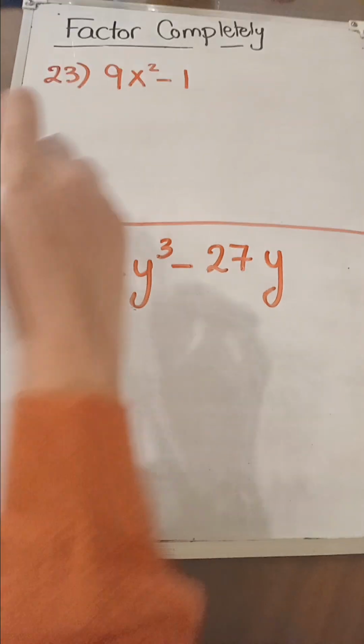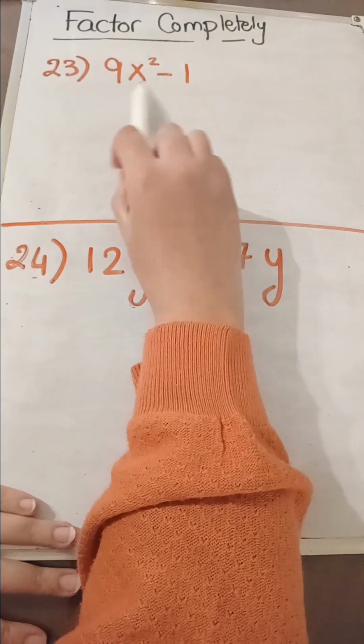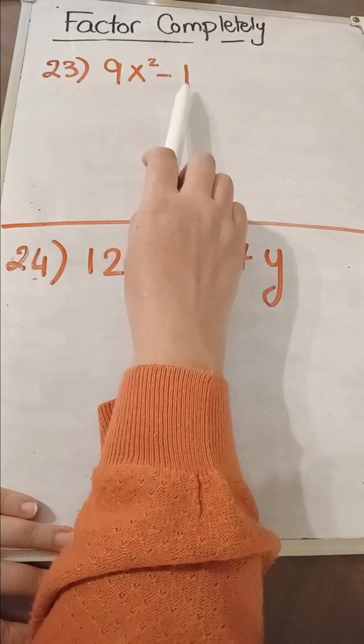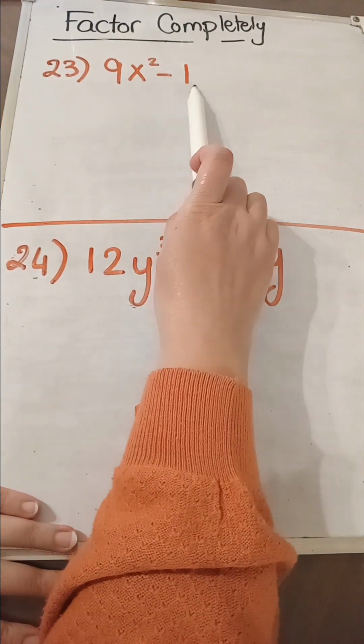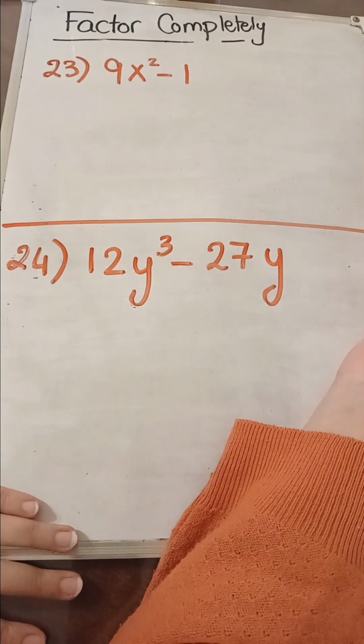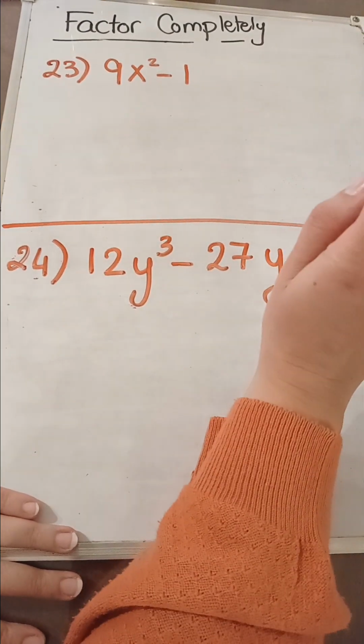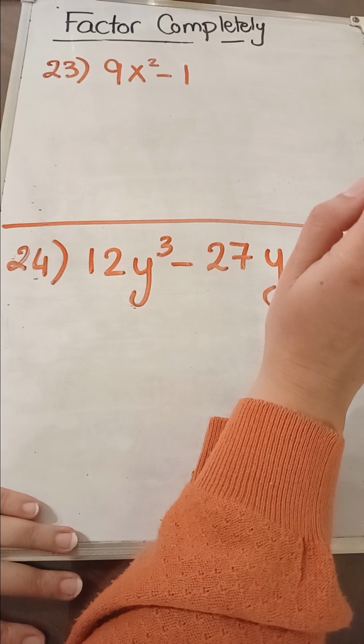For question 23, I start by looking for greatest common factor. Between 9 and 1, the only common factor is 1. And here I have x to the power of 2. Here I don't have x. So I don't have any common factors other than 1. So I cannot factor using GCF.